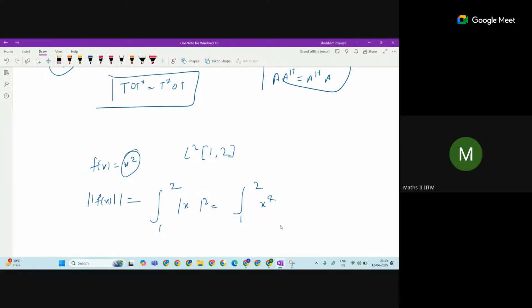So whatever. Let's say this is f(x). So let me do it with this f(x). This is going to be this one dx. So whatever this comes out to be, this is your norm, the norm of the function.